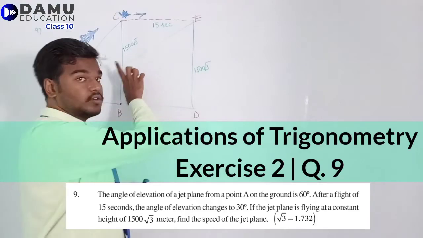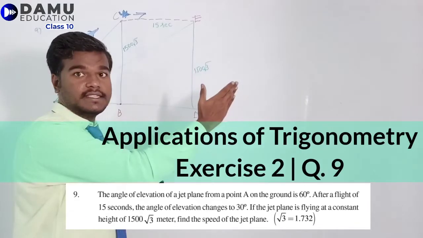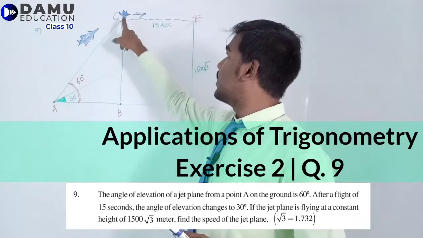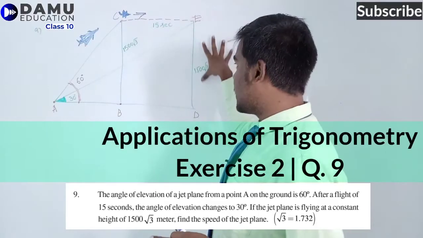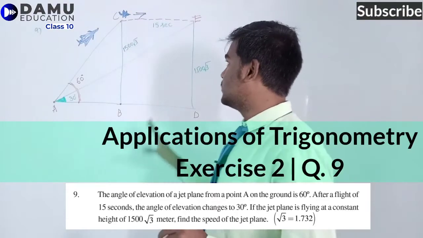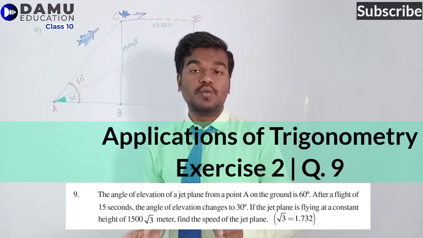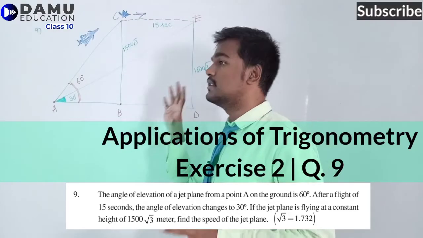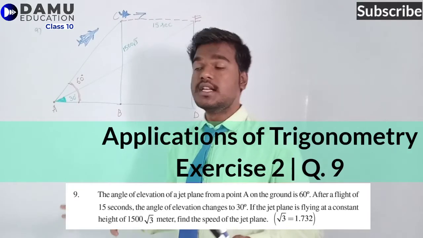So this is the height, 1500 root 3 meters, and after 15 seconds it has traveled some distance. So from C to E it traveled in 15 seconds, with the same height of 1500 root 3 meters. What we have to find here is the constant speed at which it travels from C to E, and what distance it travels, and the height.